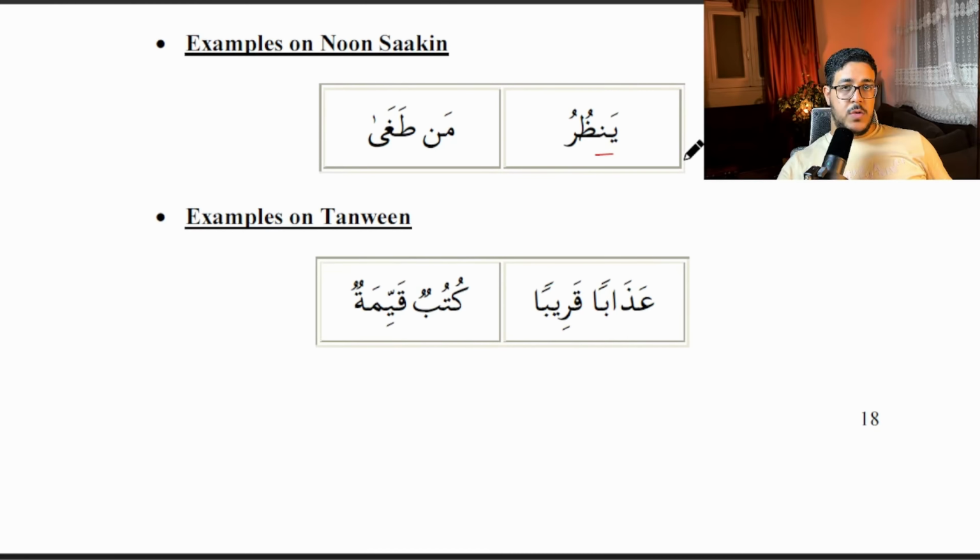Let's see examples. Here in this example, we see the Noon Sakin is followed by the letter Dha. Letter Dha is not among the Izhar letters: Hamz, Ha, Ain, Ha, Ghain, Kha. And it's not an Iqlab letter, of course. The Iqlab letter is Ba. And it's not among the Idgham letters Yarmalun. So it's an Ikhfa letter. In this case, we have to hide the Noon and do Ghunnah for 2 beats. And this is how it's going to be pronounced: Yanzur. Let's see another example.